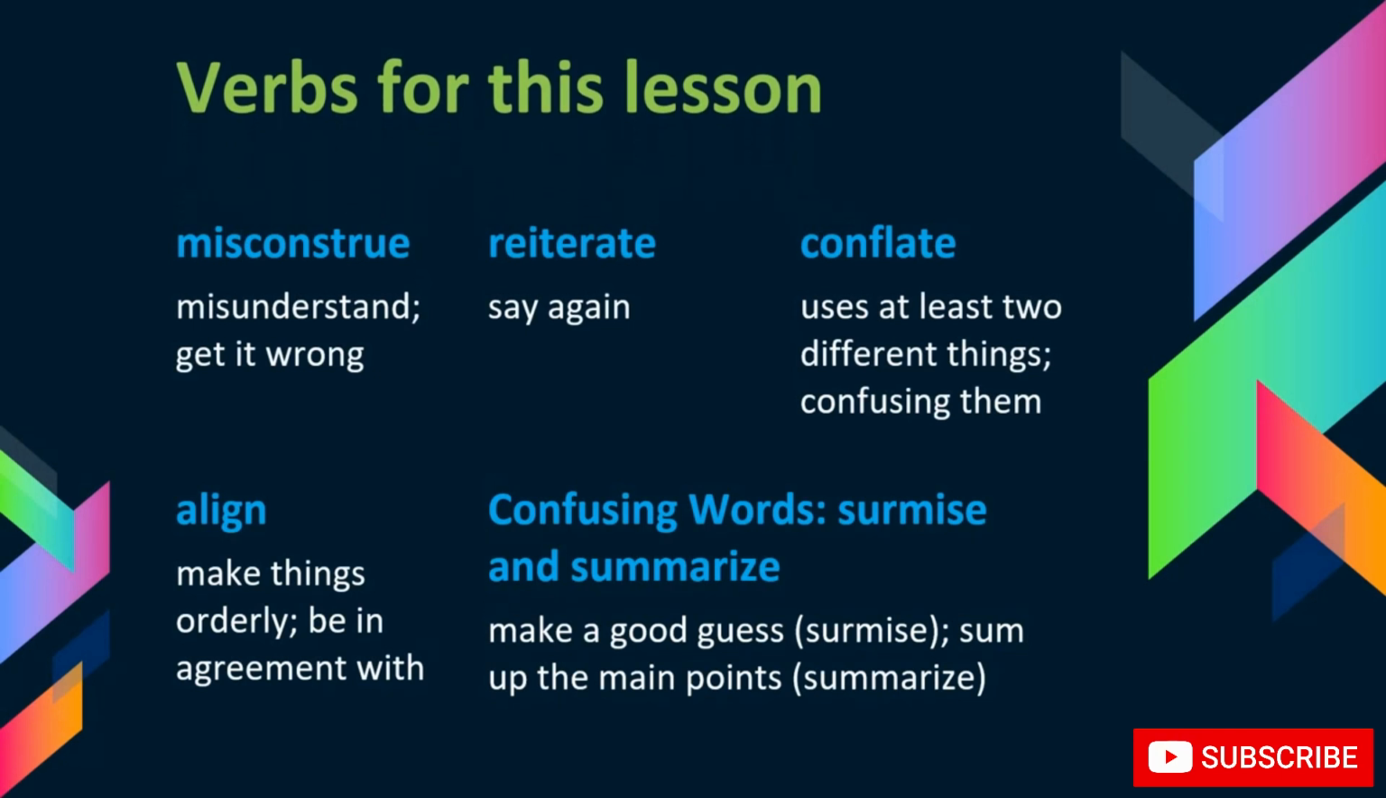Finally, let's review our verbs for this lesson. Misconstrue, to misunderstand or to get it wrong. Reiterate, to restate or to say something again. Conflate, to use at least two different things, to confuse them. Align, to make things orderly, to be in agreement. And surmise, which means to make a good guess, and summarize, to sum up the main points.